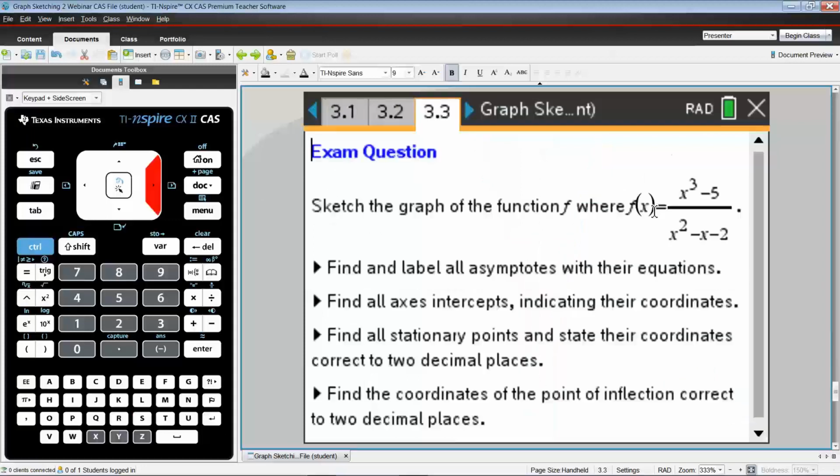Okay, so let's go to the final part, which is an exam question for this function f of x. So to do a couple of things, we have to find and label asymptotes, find axis-intercepts, find stationary points to 2 decimal places, and then also find coordinates of the point of inflection. There's only a single point of inflection, and there's multiple stationary points.